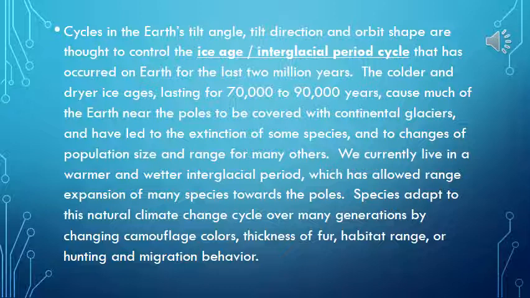The colder and drier ice ages, lasting for 70,000 to 90,000 years, caused much of the Earth near the poles to be covered with continental glaciers, and have led to the extinction of some species and to changes of population size and range for many others. We currently live in a warmer and wetter interglacial period, which has allowed range expansion of many species towards the poles. Species adapt to the natural climate change cycle over many generations by changing camouflage colors, thickness of fur, habitat range, or hunting and migration behavior.